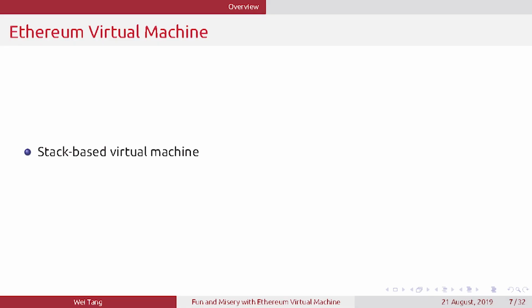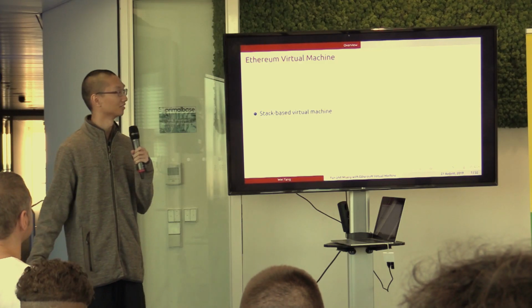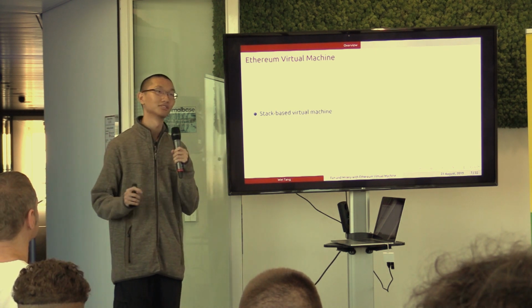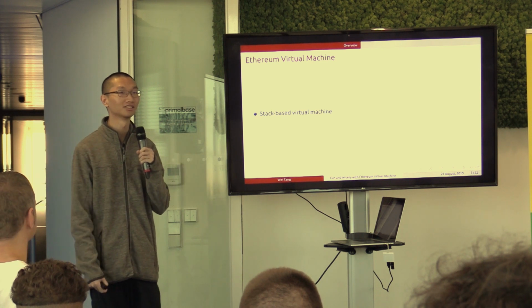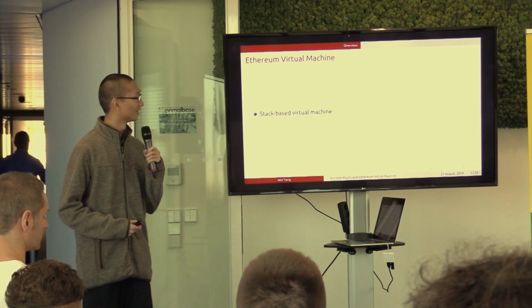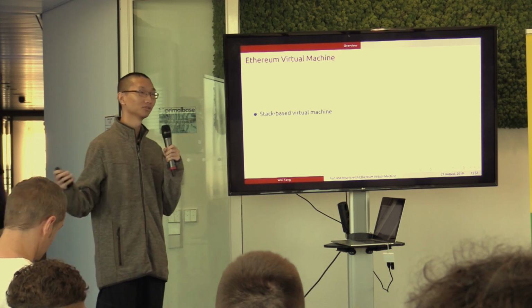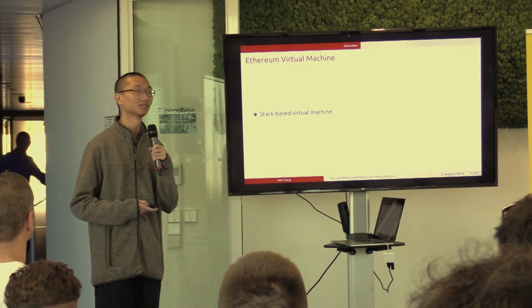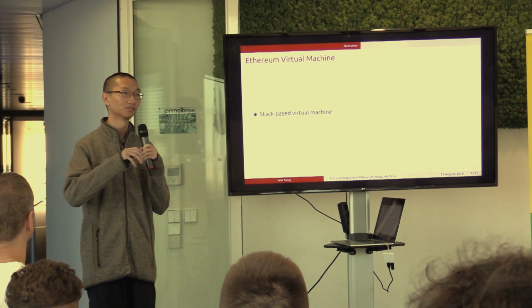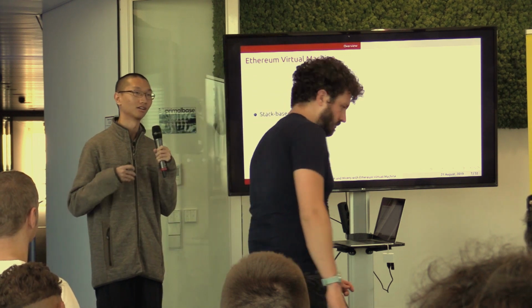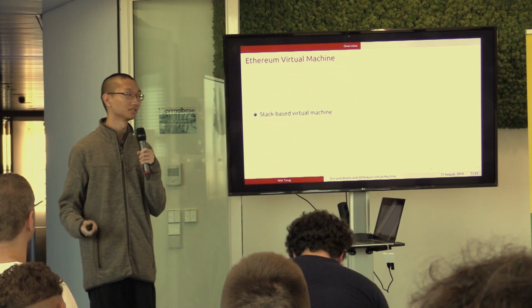So the Ethereum virtual machine is basically a really simple stack-based virtual machine. It's a little bit different from RISC-V or the existing x86 CPUs. Those are register-based machines, but here we have a stack-based virtual machine, which basically means we have a stack, and all the operations are executed based on the stack.